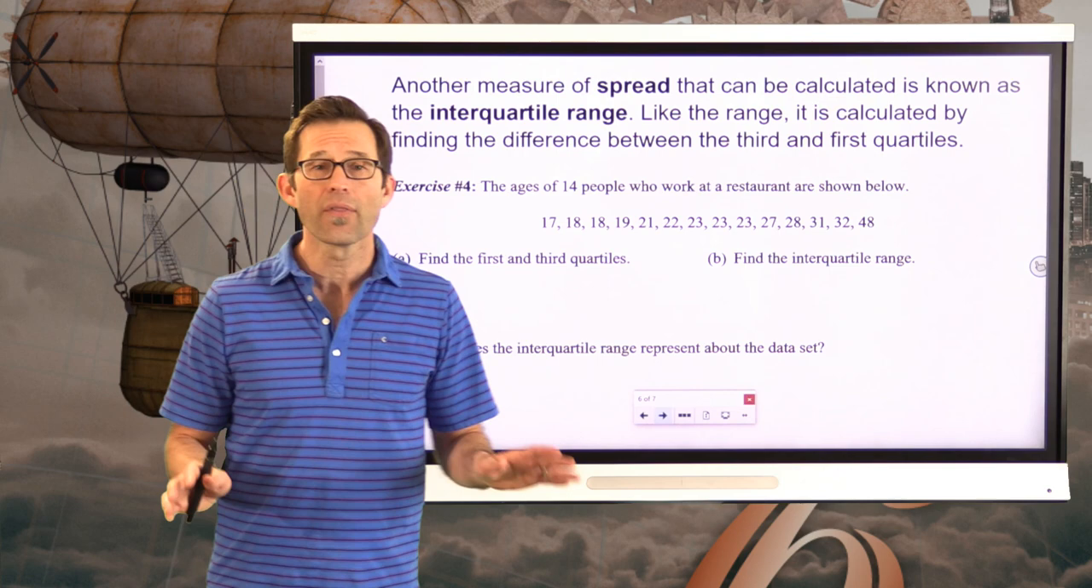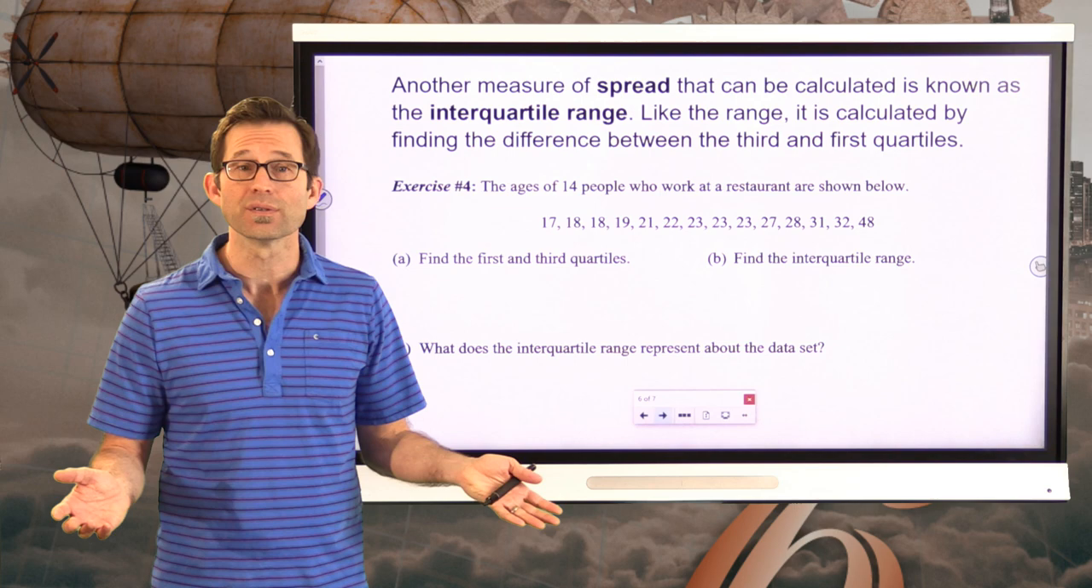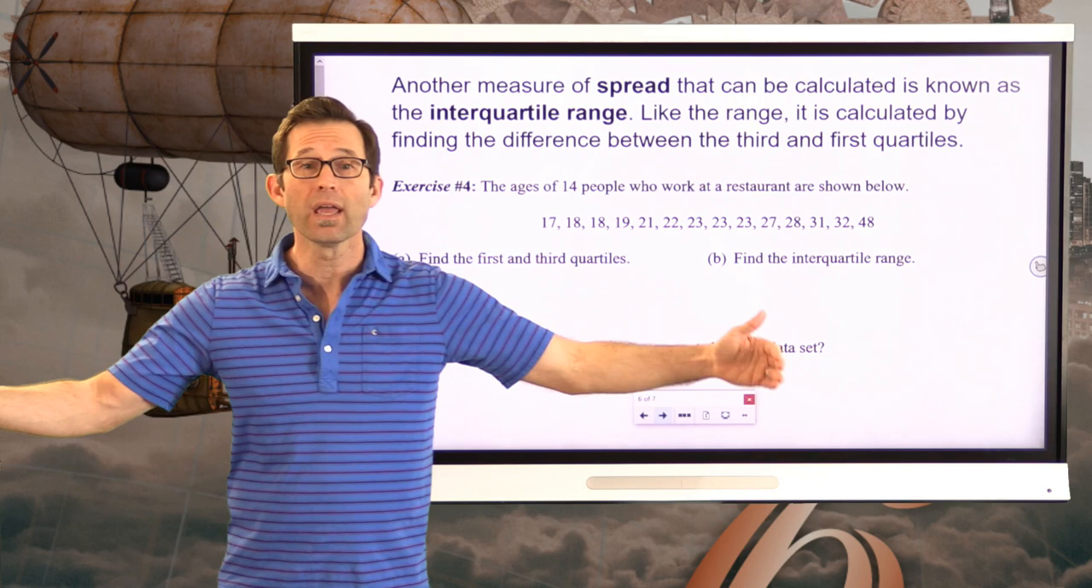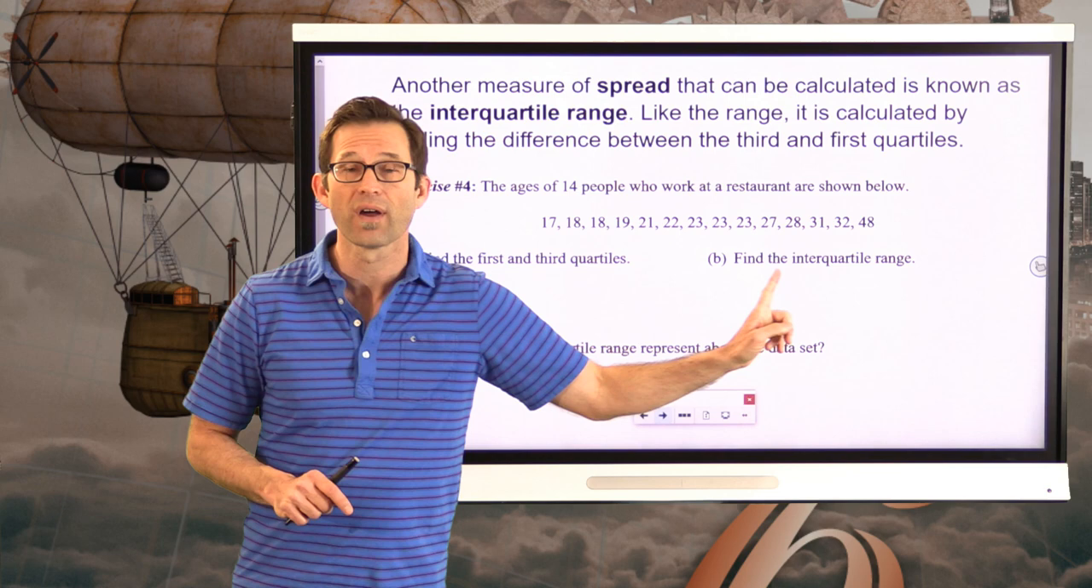So one last statistical measure that we're going to look at in this lesson is another measure of what's called spread or variation, and it's called the interquartile range. So we know what the range is. The range is the maximum value minus the minimum value. And the bigger the range is, the more spread out the data set is. But we can also look at the third quartile value minus the first quartile value. And that's what we're going to call the interquartile range. So let's do that in exercise number 4. Let's take a look at it.